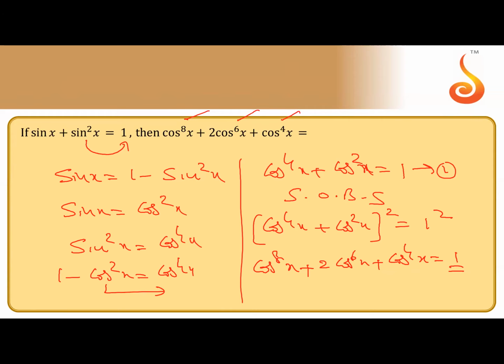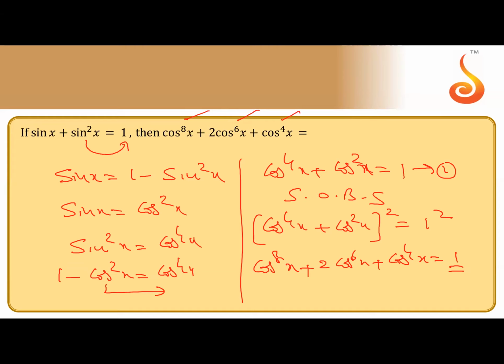Sometimes they'll ask for cos power 12. What to do? If they ask a cos power 12 combination, like cos power 12x plus cos power 8x plus cos power 10x, you can take cubing on both sides. Just cubing on both sides. Fine. Do you understand this question?